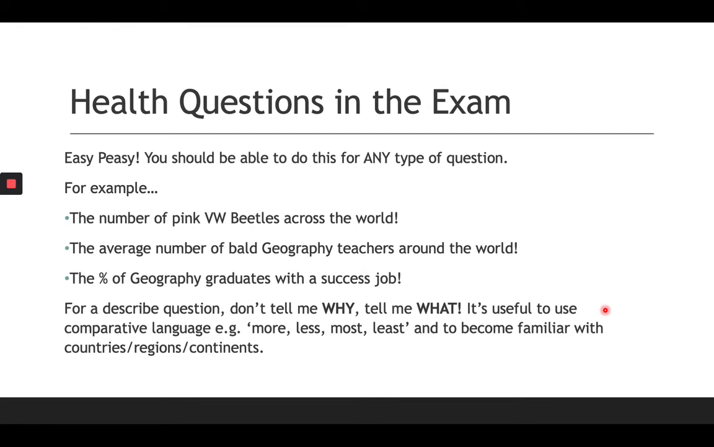It's so simple. It's really useful to use comparative language. For example, there are more infant deaths here. There is less HIV infection here. The area with the most deaths from heart disease is here. The area with the least amount of malaria transmission is here. And start to become familiar with countries and regions and continents, and that'll make it really, really easy for you to get your 4 marks. Okay?